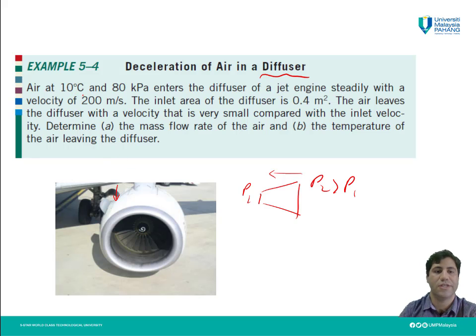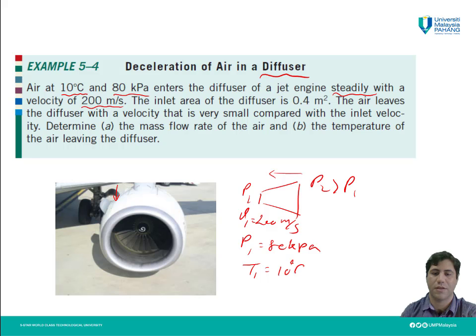What we have here is a jet engine. The air comes to this engine, which is a diffuser, with a temperature of 10 degrees Celsius and a pressure of 80 kilopascal. We have a steady flow, as mentioned, and its velocity is 200 meters per second. So the velocity at the entrance, V1, is 200 meters per second, the pressure P1 is 80 kilopascal, and the temperature T1 is 10 degrees Celsius. This is at the input of the diffuser. The inlet area is also given: the cross-sectional area A1 is 0.4 square meters.